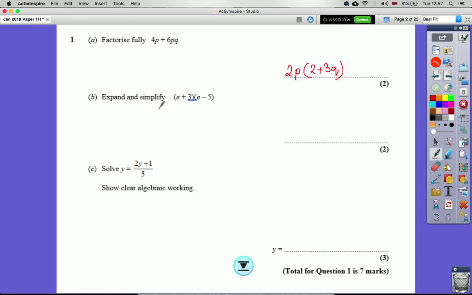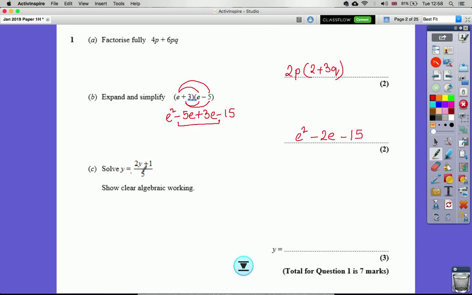Second question, expanding and simplifying. So you take e times e squared. E times minus 5 is minus 5e. 3 times e is 3e. And 3 times minus 5 is minus 15. So when you simplify this middle part, you will get e squared minus 2e minus 15.